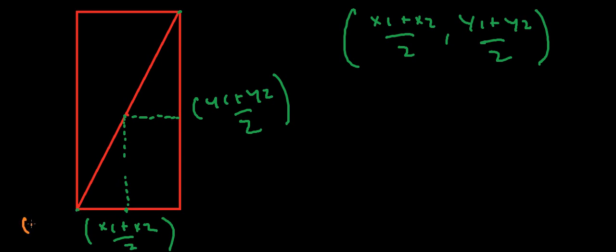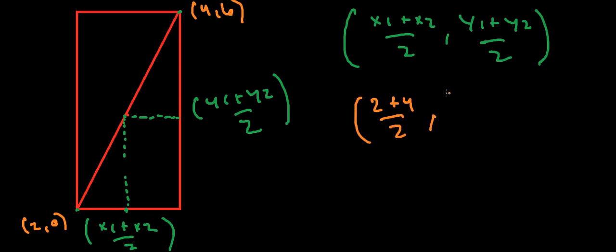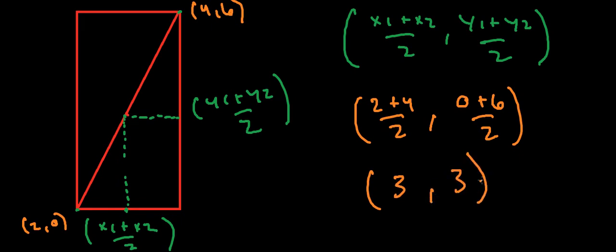Let's say that this point is 2, 0, and this point up here is 4, 6. So in order to use it, I just go to my x1, which is 2, plus my x2, which is 4, divided by 2, and for my y's, my first y is 0, my second y is 6, divided by 2, and then I just do that math and I get 3, 3. So this midpoint is 3, 3.